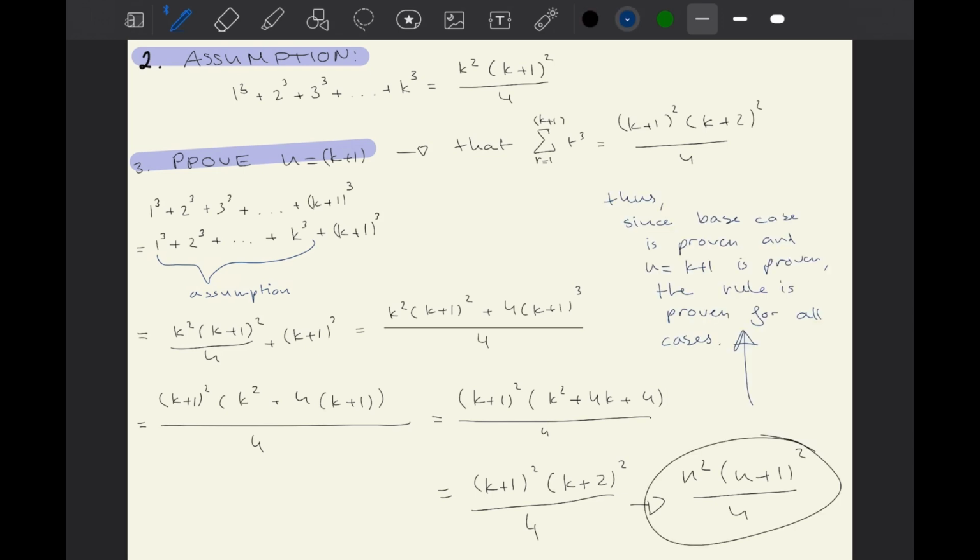So now, based on induction, we can say that since we have proven the basic case, and since we have proven the case of n equals k plus 1, this rule is true for all cases, and we have just proven it. And let me quickly, before I end this, tell you why it makes sense.